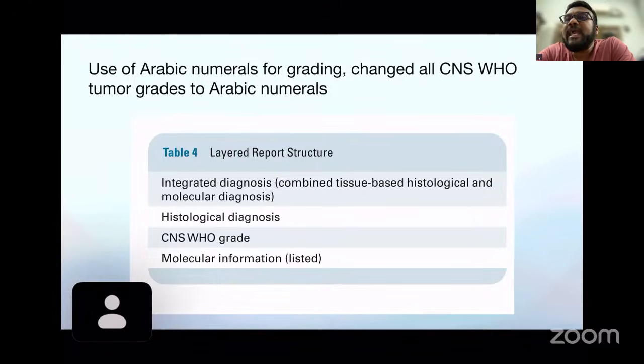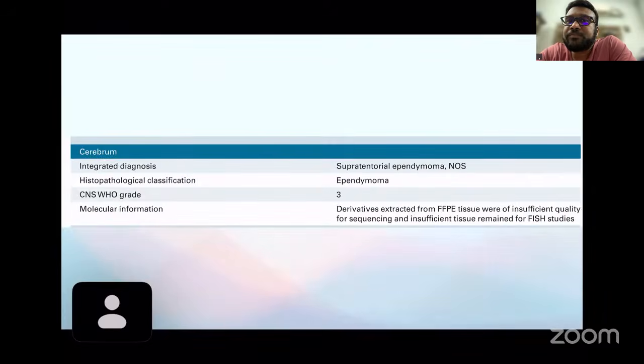So now a layered structure report will look like this. It will have the integrated diagnosis, that is the histopathological diagnosis along with the molecular diagnosis. Then it will have the CNS WHO grade, in Arabic numerals, and then the molecular information. All these are included in the diagnosis. For example, it will be a supratentorial ependymoma, not otherwise specified. NOS is not otherwise specified. So the histopathological classification would be ependymoma.